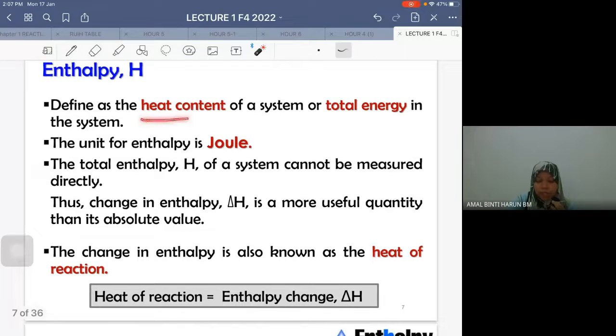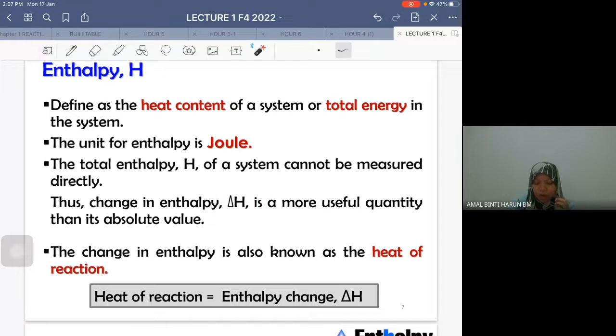Okay, this one saya dah cakap dah. Okay, unit bagi enthalpy kita refer kepada joule. Berapa joule bila satu-satu tindak balas tu berlaku. And then the total enthalpy of a system cannot be measured directly. So kita tak boleh ukur satu-satu enthalpy bagi satu sistem tu, tetapi kita boleh ukur dia punya enthalpy change.